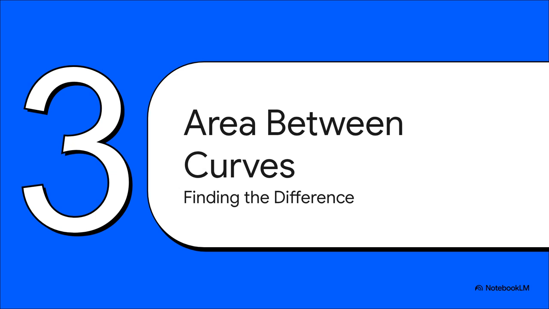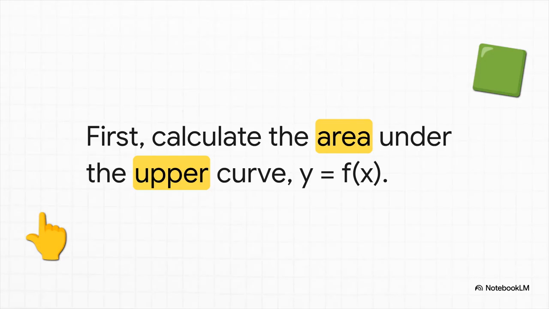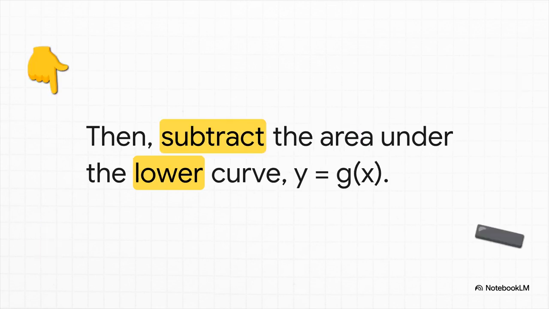Okay, so we've mastered the area under one curve. But what if you've got two curves, and you need to find the area of that region that's locked between them? This is a super common question, so let's break it down. The logic here is actually surprisingly simple. The first thing we do, as you can see, is just calculate the entire area under the top curve, f of x, all the way down to the axis. Next up, we do the exact same thing for the lower curve, g of x.